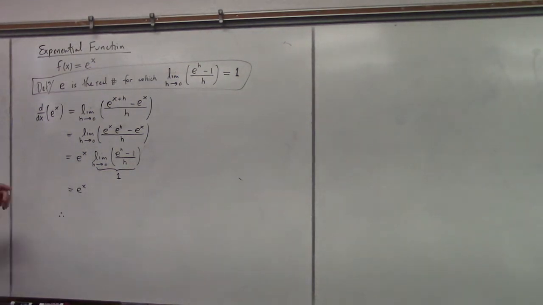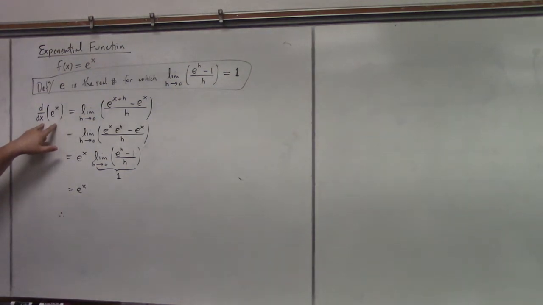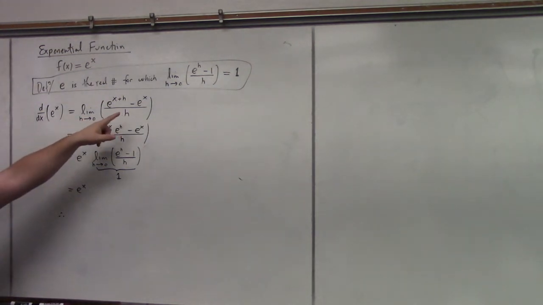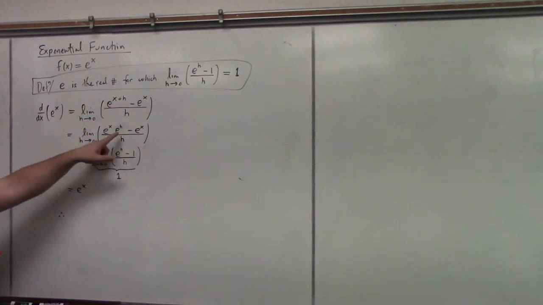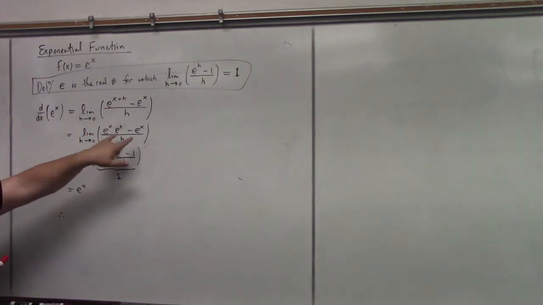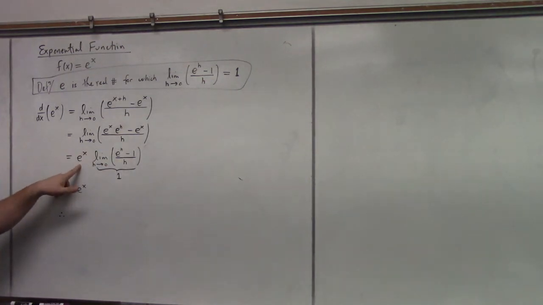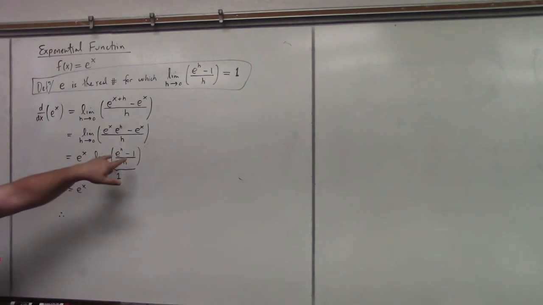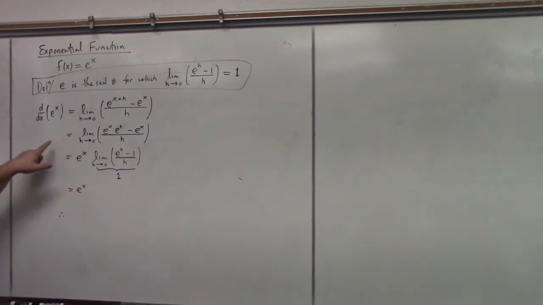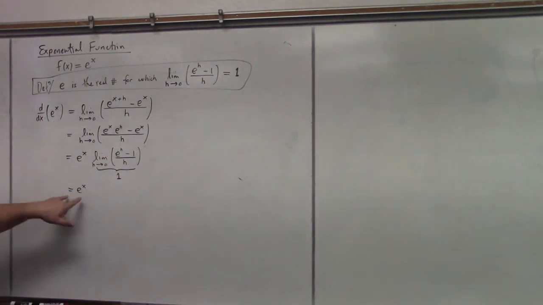And so here's the proof of the derivative rule. The derivative with respect to x of e to the x. We do the difference quotient, right? Laws of exponents: e to the x plus h is e to the x times e to the h. So then I can factor out e to the x like that. I'm left with this, but this limit by definition is 1. So there you go. The derivative of the exponential function is the exponential function.